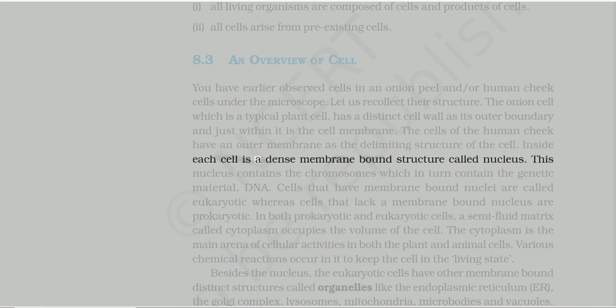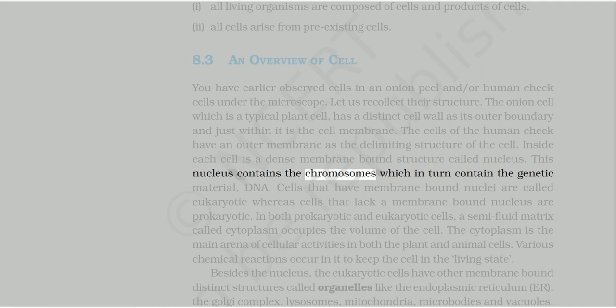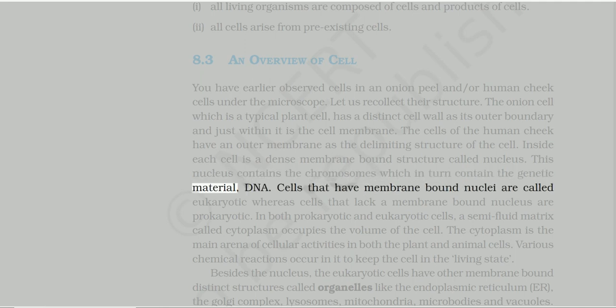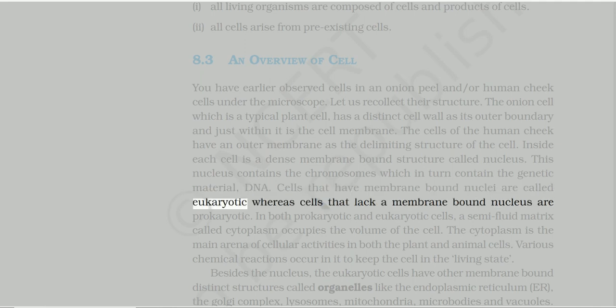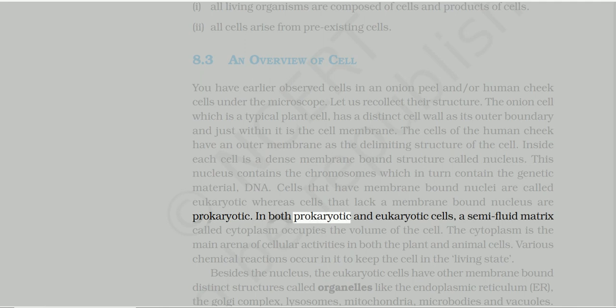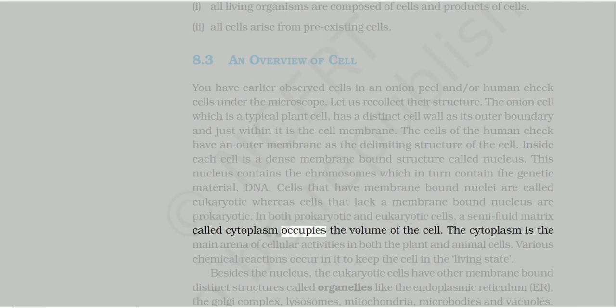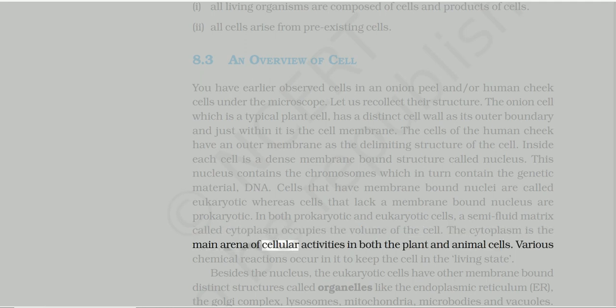Inside each cell is a dense membrane-bound structure called nucleus. This nucleus contains the chromosomes, which in turn contain the genetic material, DNA. Cells that have membrane-bound nuclei are called eukaryotic, whereas cells that lack a membrane-bound nucleus are prokaryotic. In both prokaryotic and eukaryotic cells, a semi-fluid matrix called cytoplasm occupies the volume of the cell. The cytoplasm is the main arena of cellular activities in both the plant and animal cells. Various chemical reactions occur in it to keep the cell in the living state.